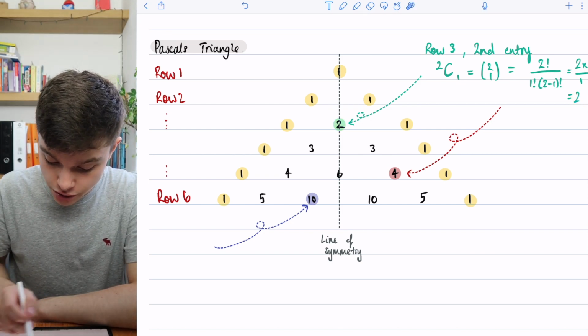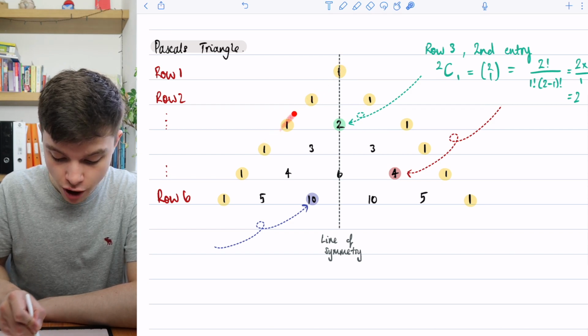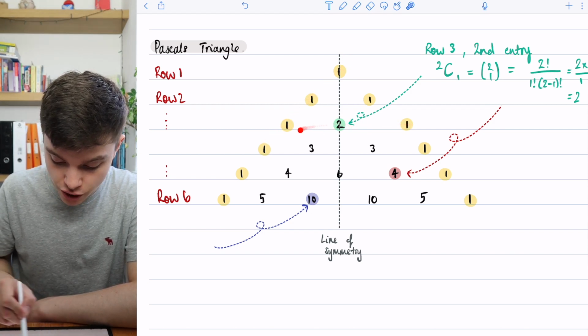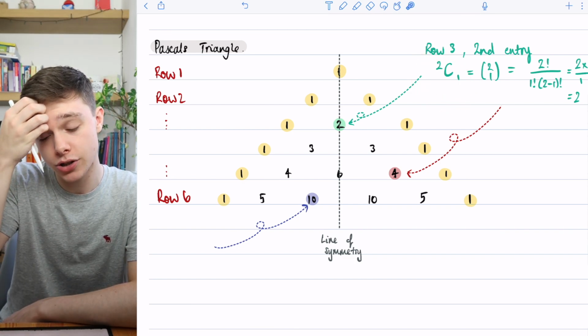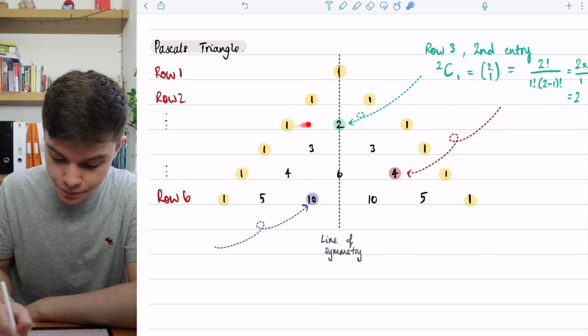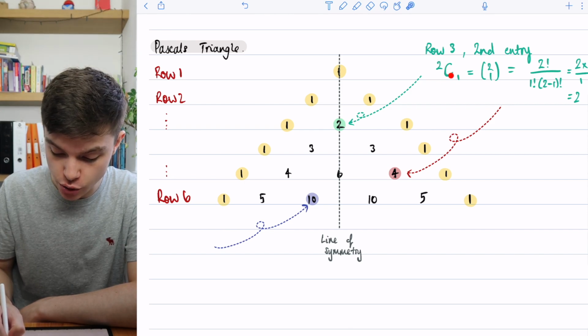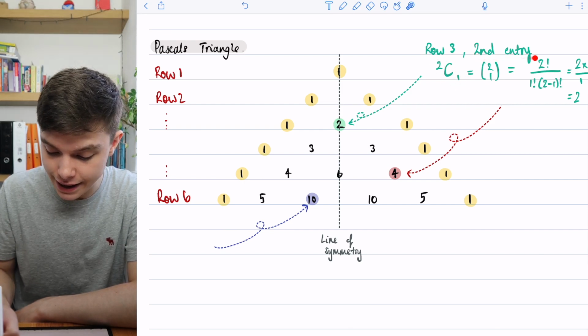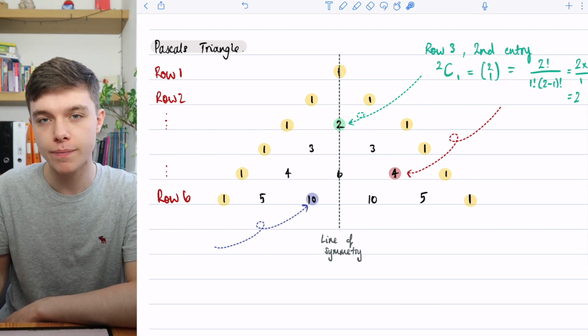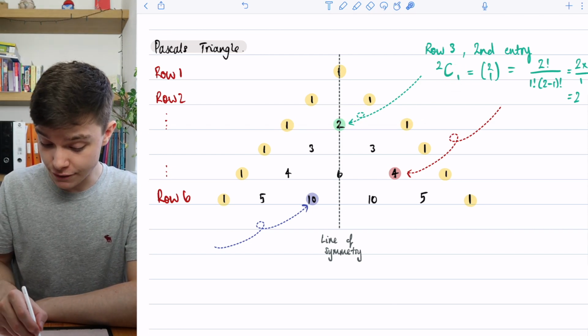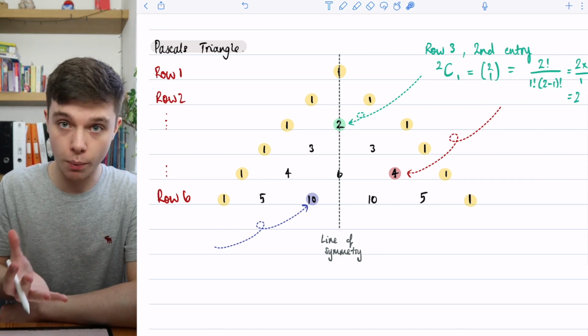So that's worked. All we have to do is work out which row it is on and which entry it is, and then take one from the row and the entry when we do the combination. It was on row 3 here, so we looked at 2 choose 1, because it was the second entry on the 3rd row, so we take off 1 from the entry. And that gives us the number 2, which is what we wanted.